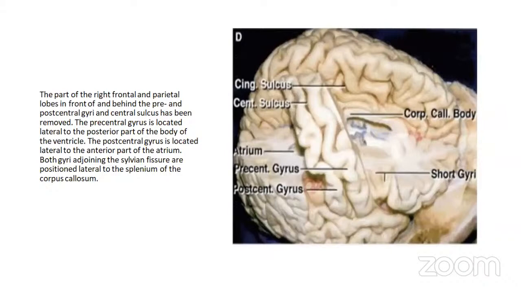Here is part of the right frontal and parietal lobes. In front and behind the pre and postcentral gyri, the lobes have been removed. The precentral gyrus is located lateral to the posterior body of the ventricle, and the postcentral gyrus is located lateral to the anterior part of the atrium.